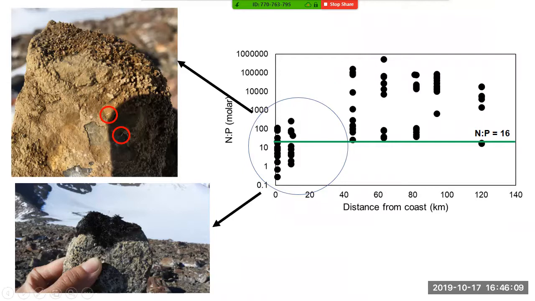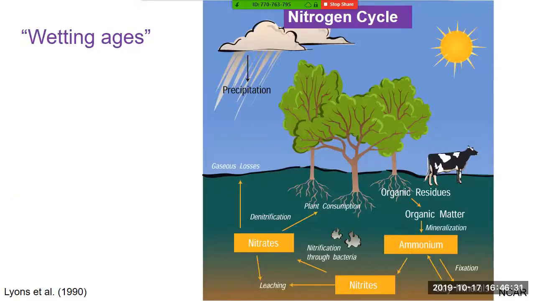Sorry. So these were really the only sites where we could visually find life in the field with the naked eye. But I want to circle back to what I said earlier about these high nitrate concentrations. So why are some of these samples so high, and how can we use this data to really understand a different parameter of our soils? For that, I'm going to talk about something called wetting ages, a term coined by Bird.